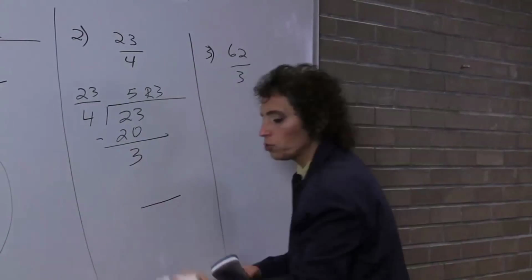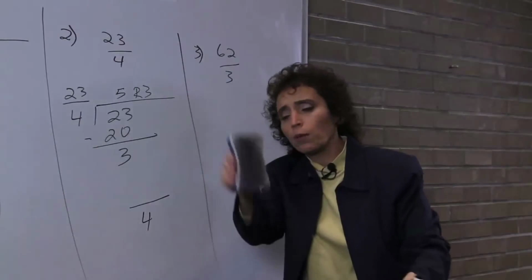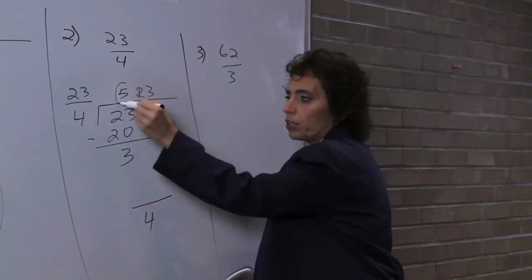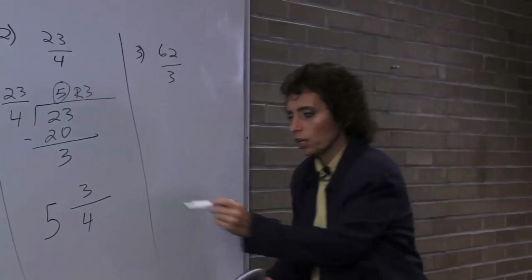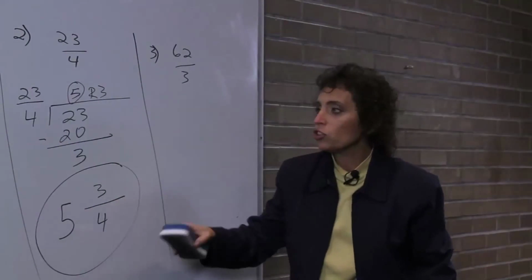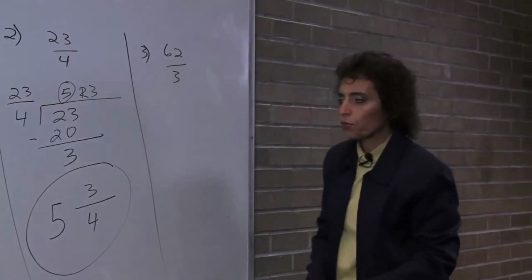So remember how this goes. The fractions, the denominator is always going to stay the same no matter which way we go, improper fraction to mixed number or vice versa. And now the whole number is 5. Remainder 3. So it's 5 and 3/4. We can check ourselves. 4 times 5 is 20, plus 3 is 23/4. So that works out. 62 over 3.